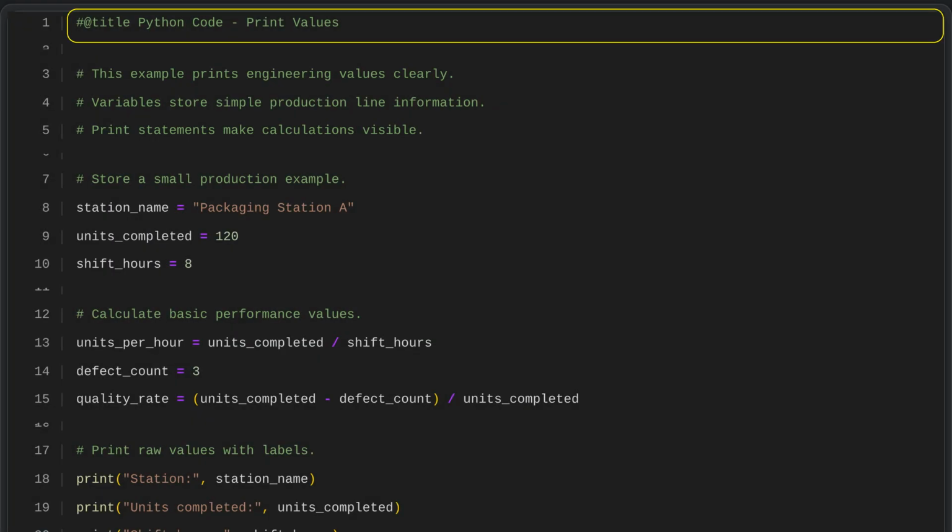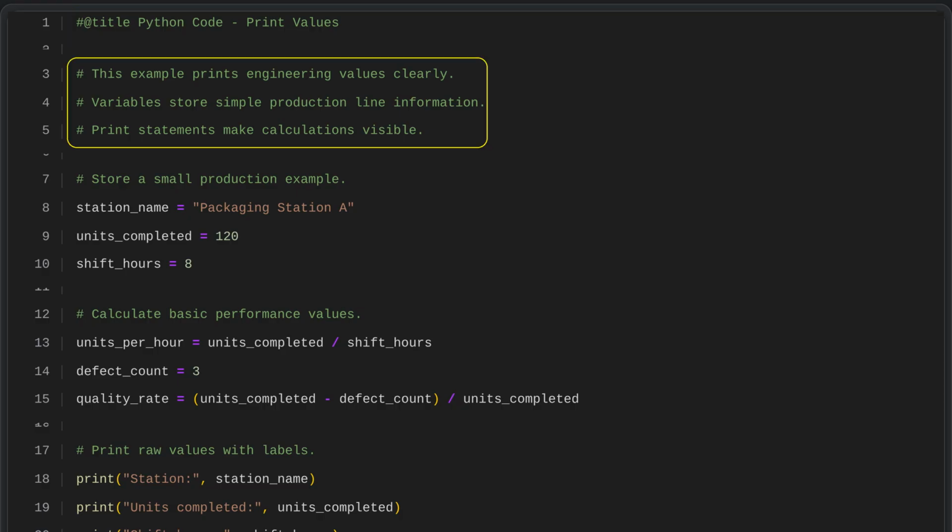Python code, print values. This example shows how variables can store basic production line information and how print statements make engineering values and calculations easy to see.